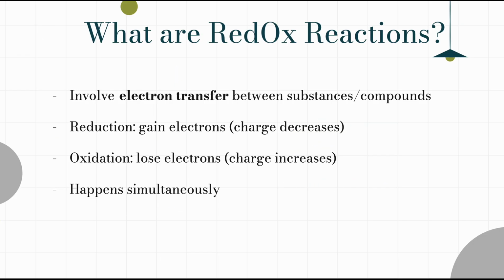So what are redox reactions? Redox reactions are reactions that involve an electron transfer between substances and compounds. Substances that gain electrons are reduced, and their charge ultimately decreases through the reaction. Substances that lose electrons in the reaction are oxidized, and their charges increase as a result of the reaction. This reduction and oxidation happens simultaneously during the reaction.